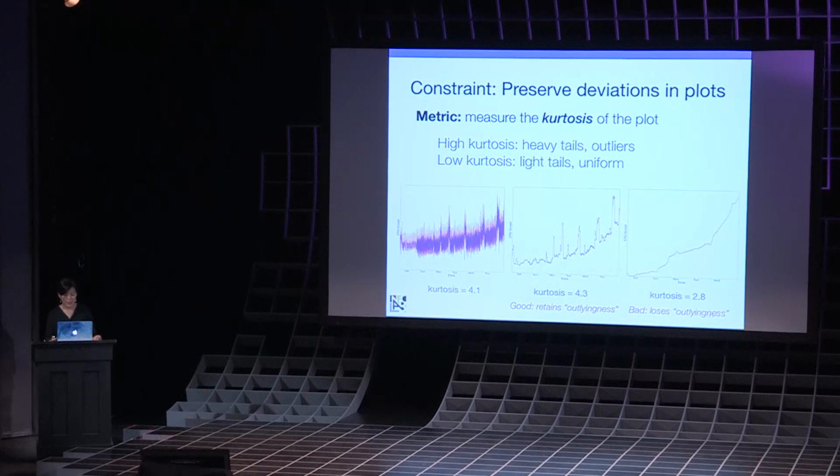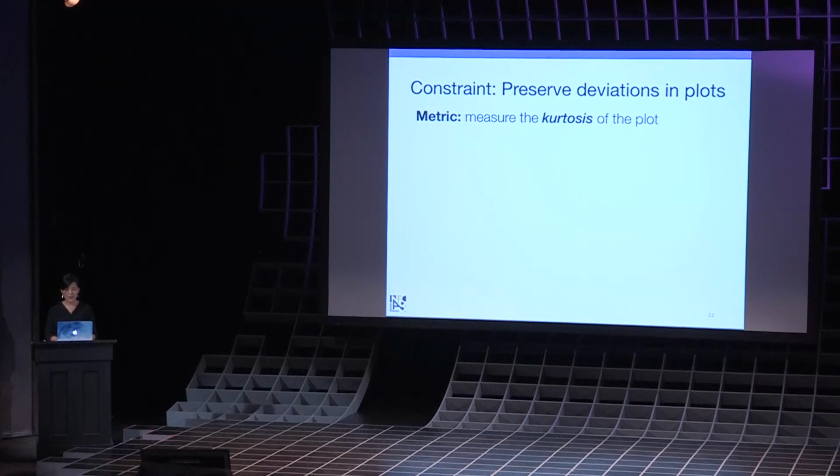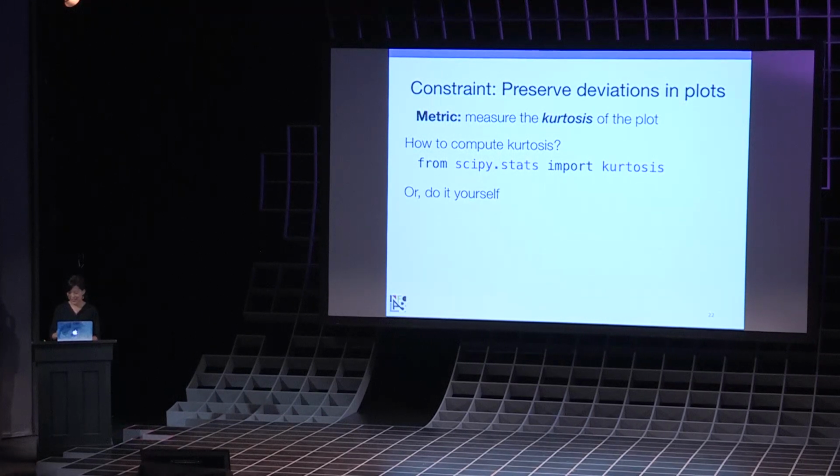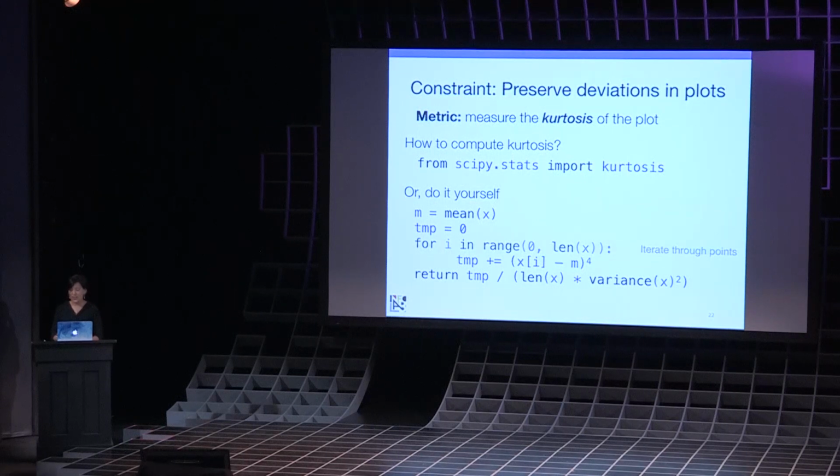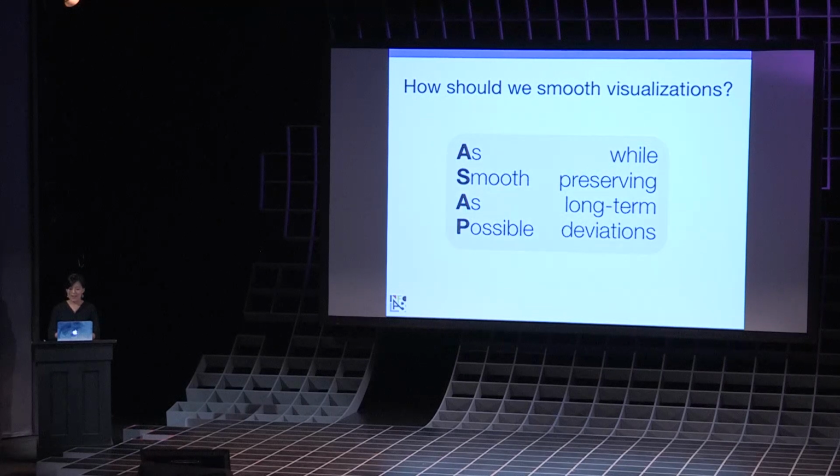And how do I calculate kurtosis? Since it's a standard function, you can just call SciPy kurtosis. Yes, but you can also do it yourself. And here's how you do it. You iterate through the points in your time series. For each point, you get the difference between this point and the mean and raise it to the fourth power. And finally, you divide it by the variance of the time series. And that's it.